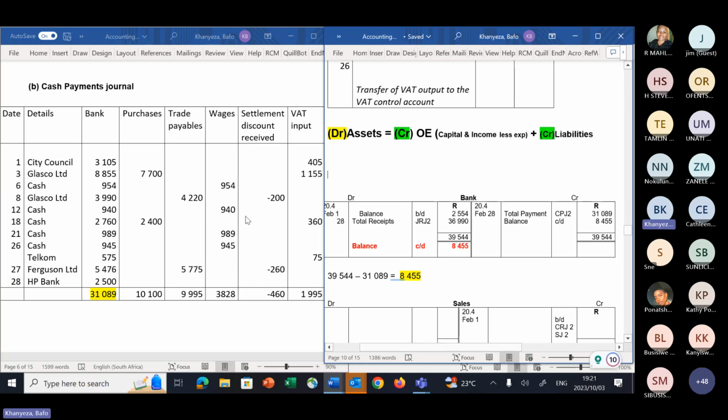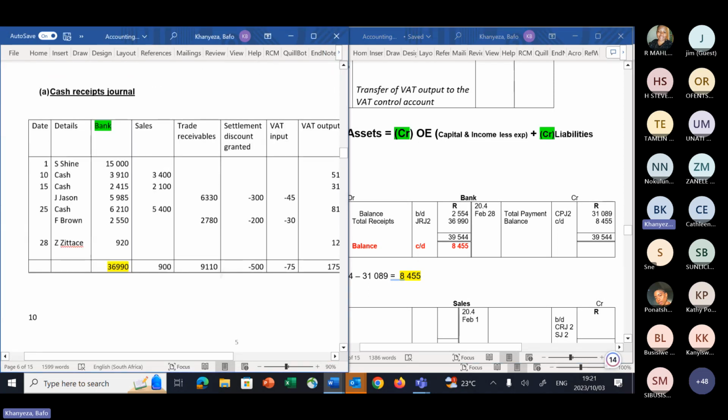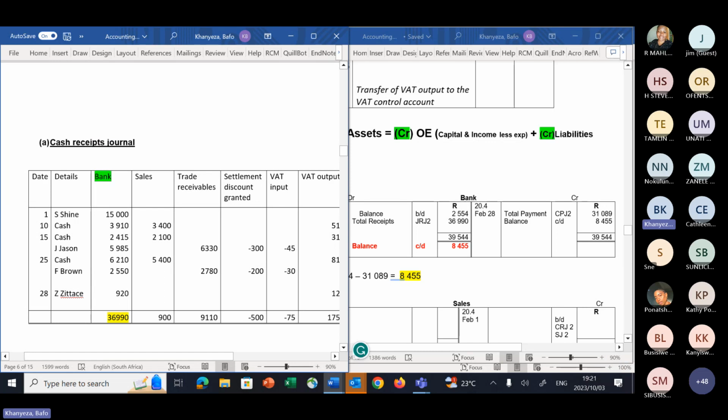So now, in fact, I wanted to go to the cash payments and cash receipts so that we finalize this account. You can follow whatever pattern you want, as long as it's a pattern. Like from this account, there is no specific pattern you can follow.